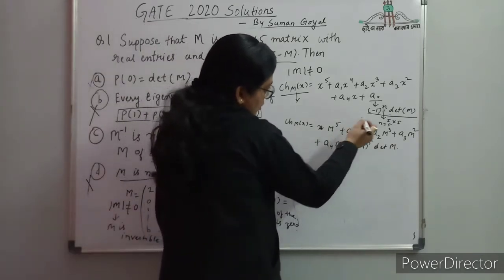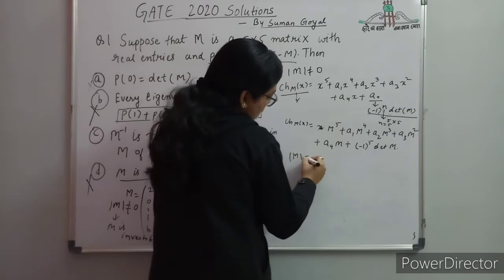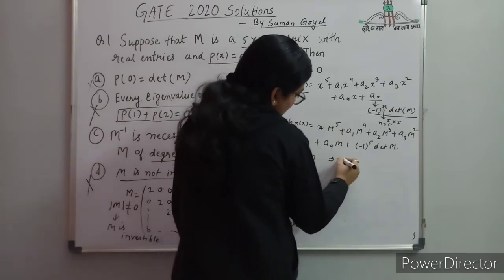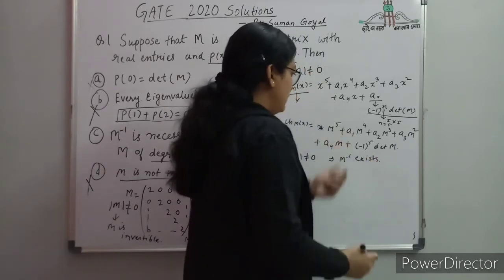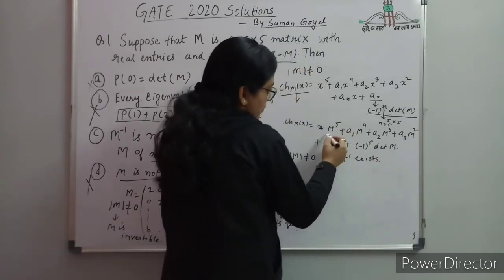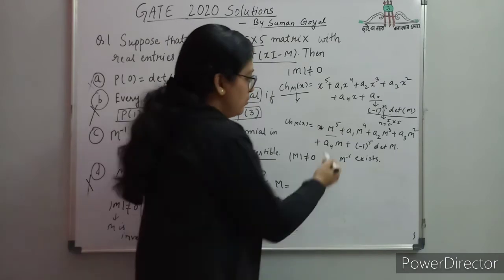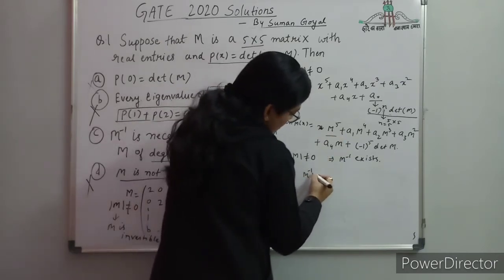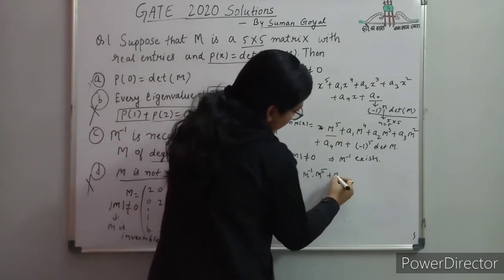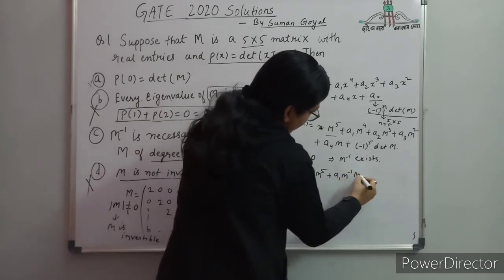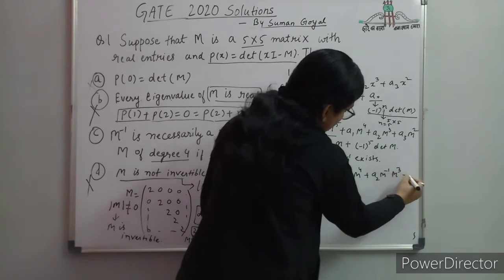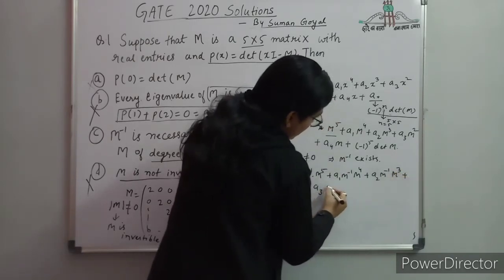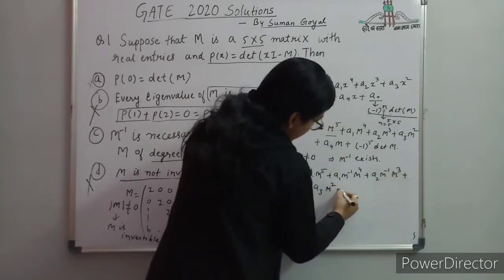See, from here we know that determinant of M is not equal to 0. This implies that M inverse exists. So we can multiply this equation since we have to get the equation in degree 4. So if we multiply this characteristic equation by M inverse, then what will this become? A degree 4 polynomial in M.